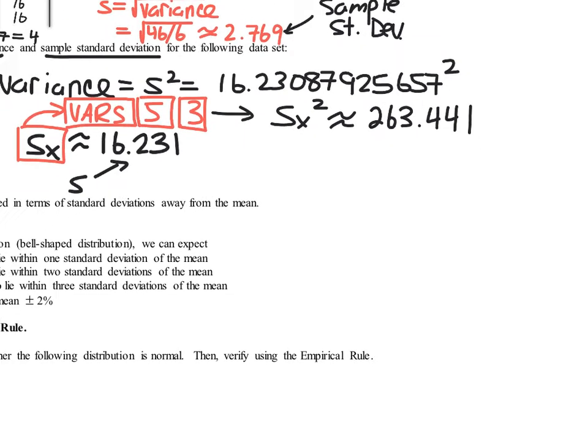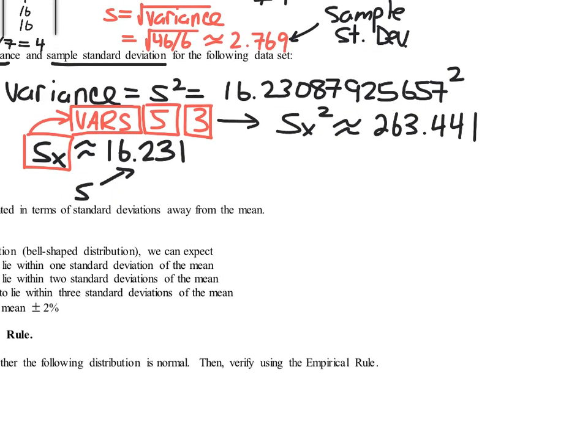263.441. Now, you may get lucky. It happens sometimes. Maybe happens in this case. Let me try it with the rounded value, 16.231 squared. It may give you the same rounded. You see, it's a little bit off.